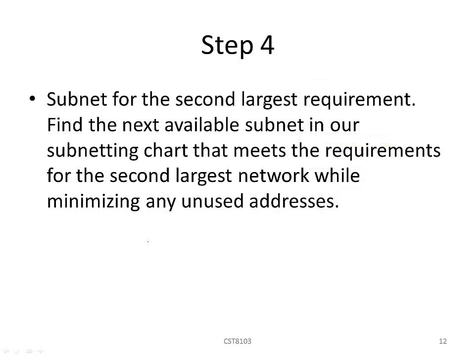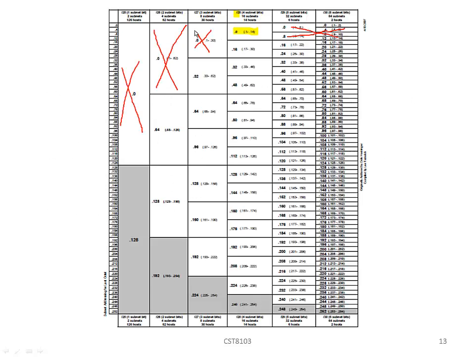In this particular case, we determined that the Toronto Data Center is the network with the second largest requirement at 13. So we will find the next available subnet in our chart that meets the requirements for this network, minimizing again any unused addresses. Matching the requirements for the Toronto Data Center at 13 hosts, we match the /28 again, giving us 14, and also meeting the requirement of wasting as few addresses as possible.